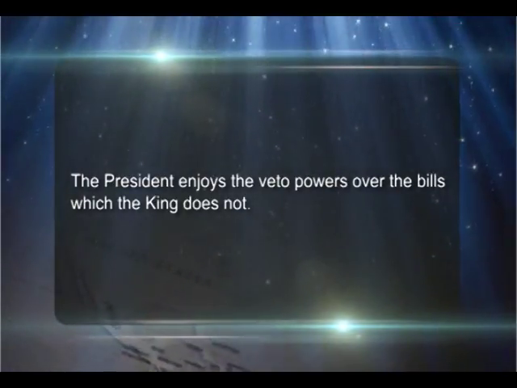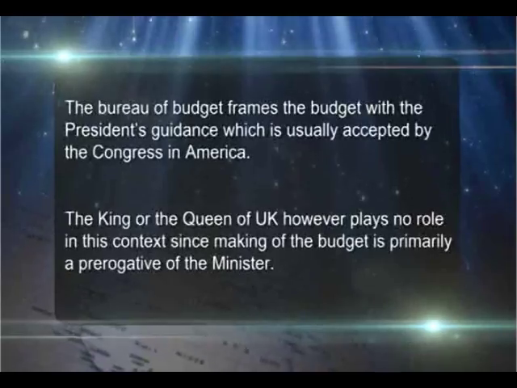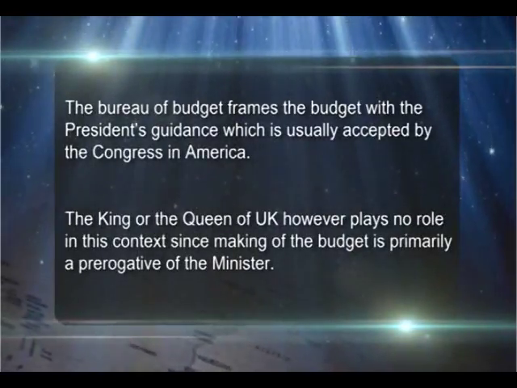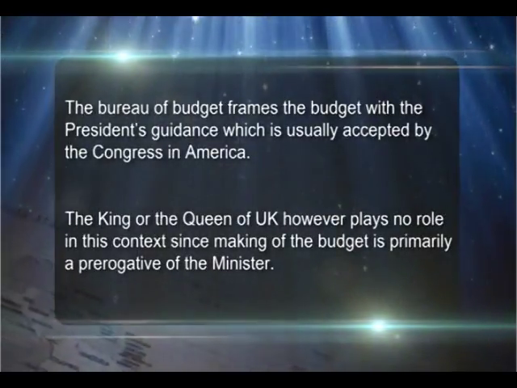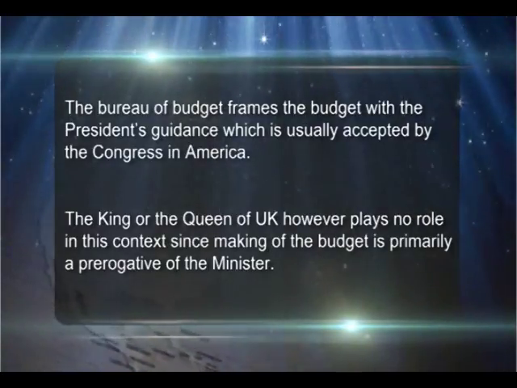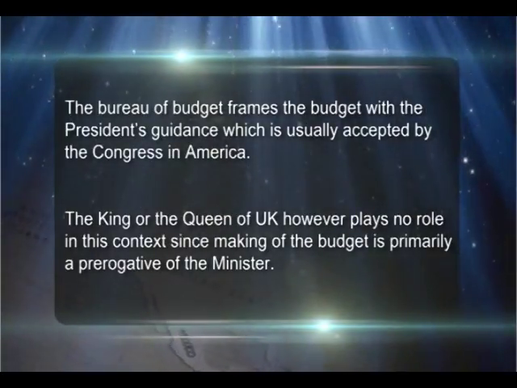The use of veto, pocket veto, along with messages to the parliament and his authority to issue executive orders in case of emergency makes the president the chief executive. The monarch, unfortunately, does not enjoy such authority. The next difference is that the Bureau of Budget frames the budget with the president's guidance, which is usually accepted by the Congress in America.